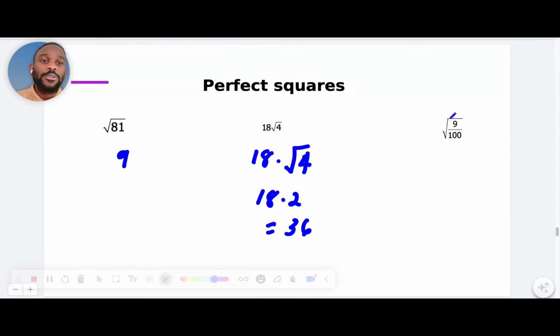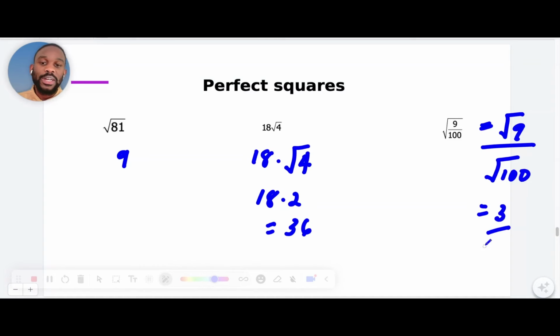Right? What about the root of 9 over 100? So this is the same as you get the root of 9 divided by the root of 100. And what is the square root of 9? 3. And what is the square root of 100? It is 10. So you end up with that. So sometimes you have perfect squares like 4, like 9, and then it's easy to find the square root.